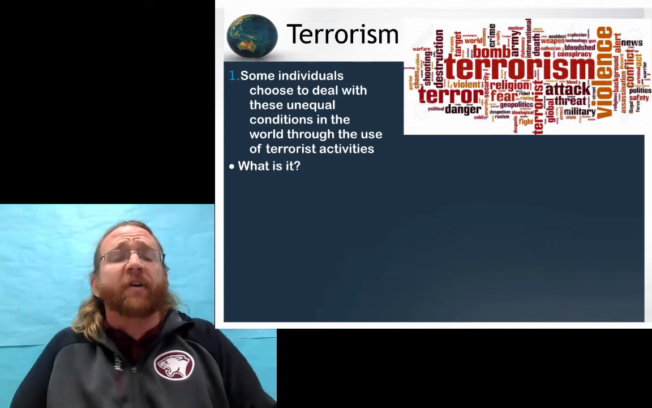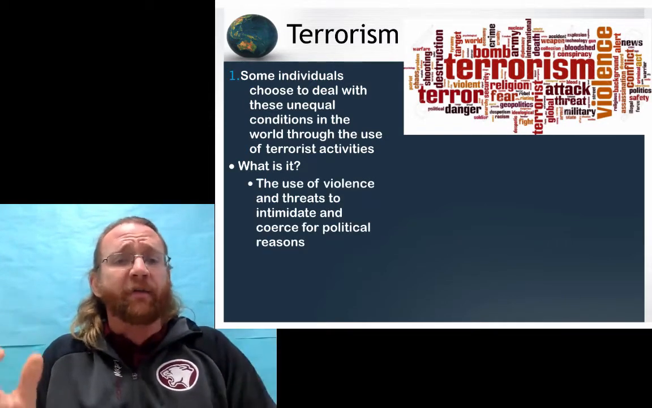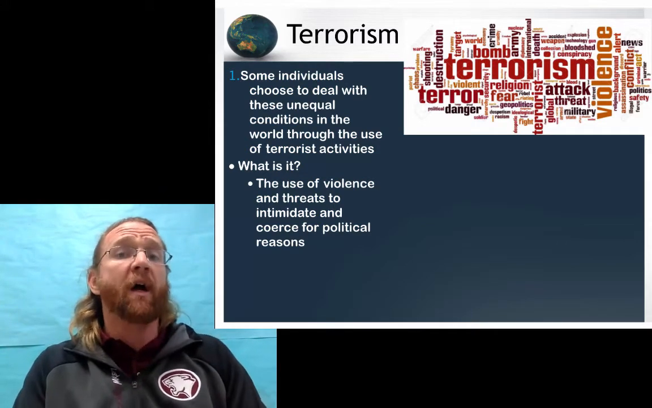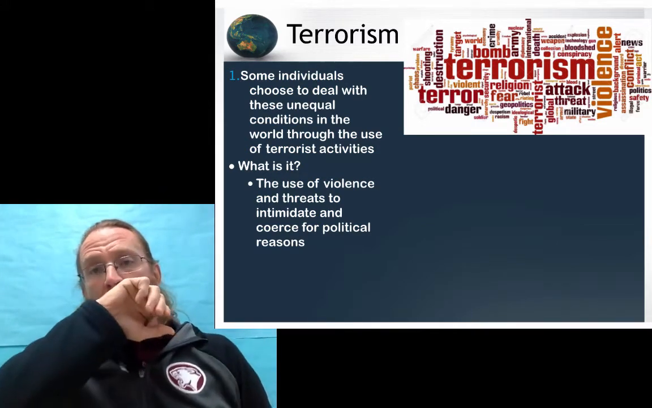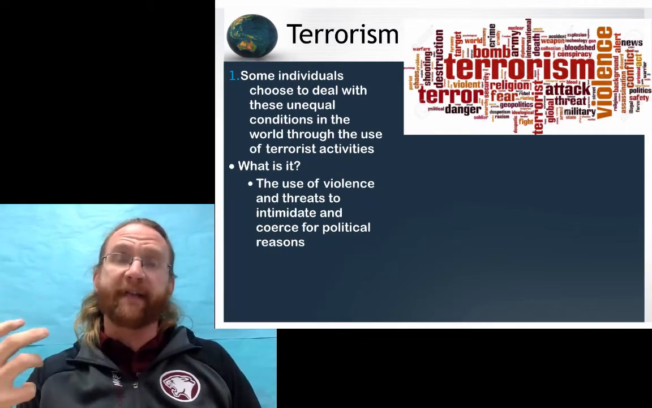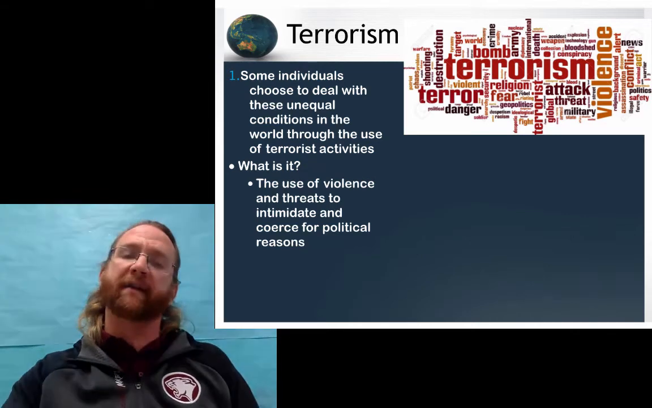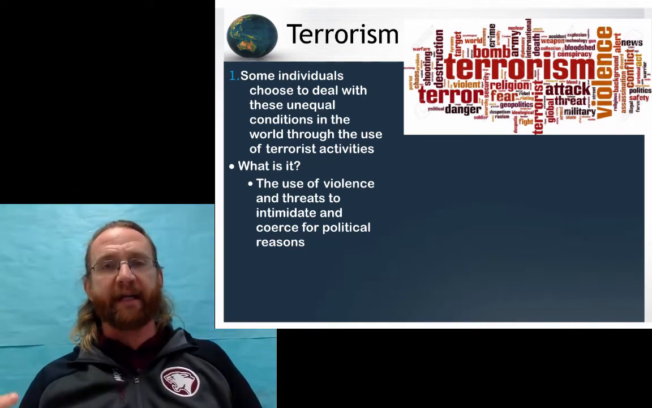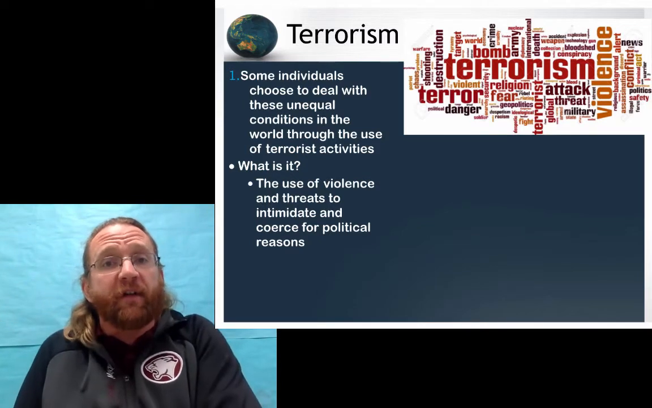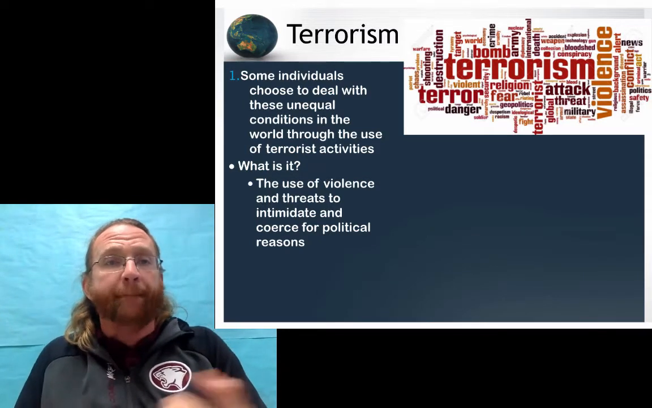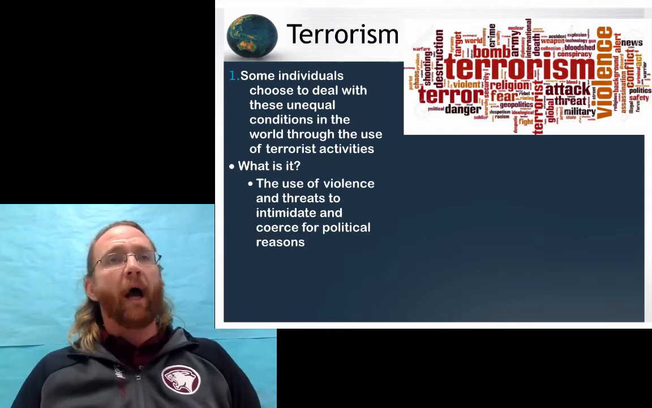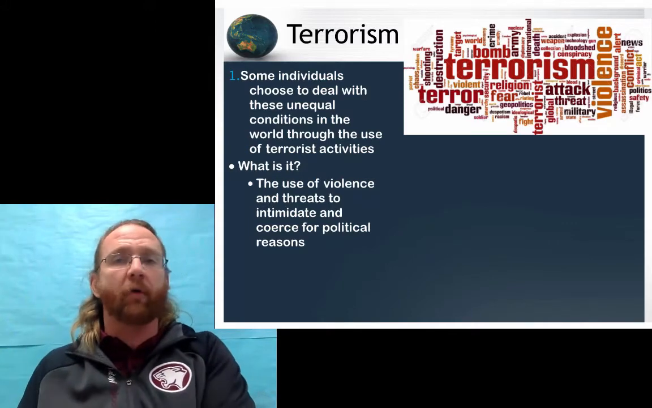So what is terrorism? First of all, let's get a definition. It's the use of violence and threats to intimidate and coerce people to do what you want for political reasons. This can be anything from Palestinians wanting Israelis to get out of their land and grant them statehood, to conservative Christians who don't believe in abortion bombing an abortion center or shooting people trying to go into an abortion center. It can occur for a wide variety of reasons.